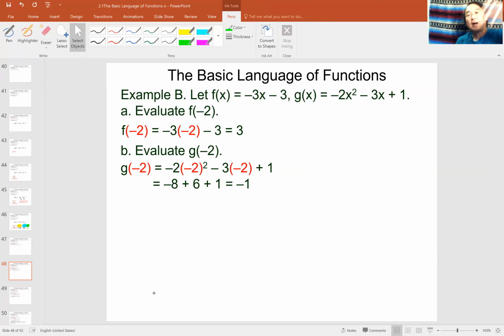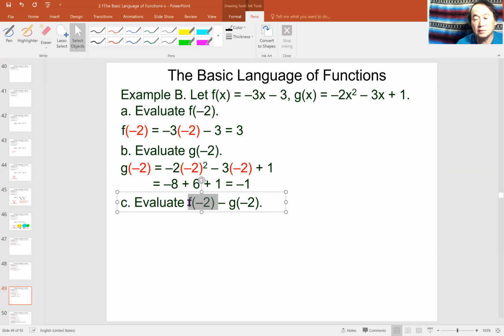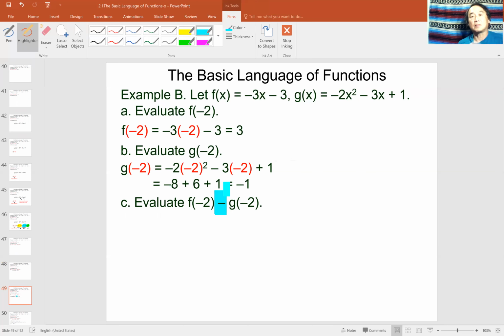Now I can combine these 2 answers. So this expression now makes sense. I'm asking you to take f of -2, which comes out to be 3, and take g of -2, which of course comes out to be -1. And the question asks you to subtract the 2 outcomes: the outcome from f, the outcome from g. But this is an illustration of what we can do with these symbols.